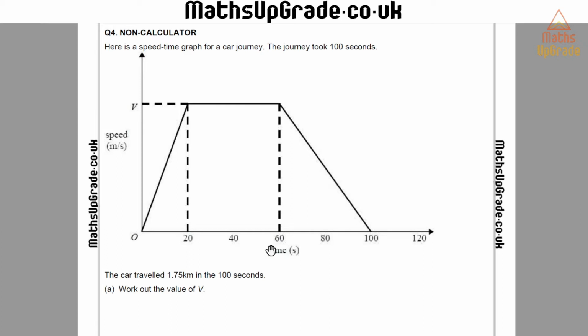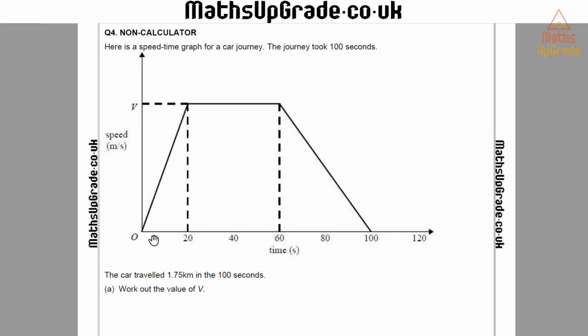And then after 60 seconds in total, it starts decelerating, getting slower and slower until it comes to a stop. So at this point, the speed is 0, and at this point, the speed is 0. So that's where the car is stationary. That's different from a distance time graph, which you've seen in the previous questions. So I'm told that the car journey took 100 seconds, and I'm told that the car travelled 1.75 kilometers in the 100 seconds. Okay. So I need to work out the value of V.